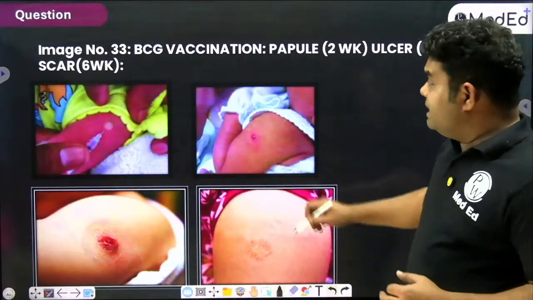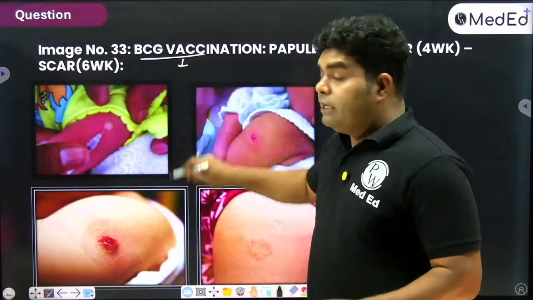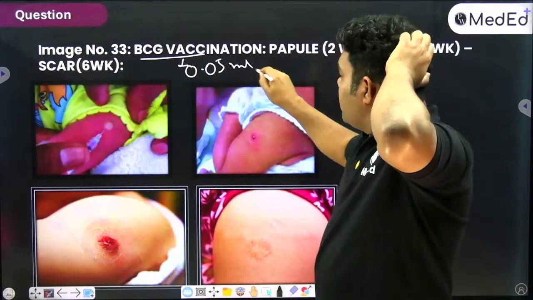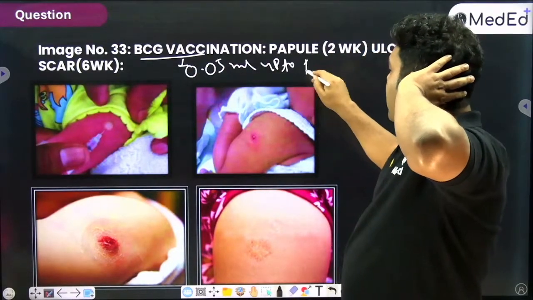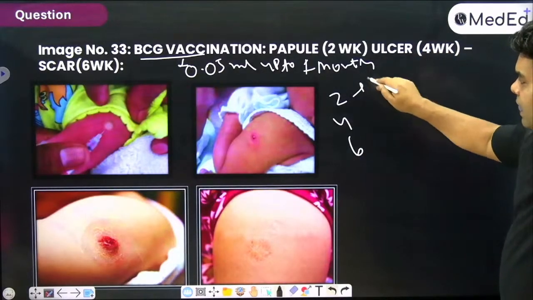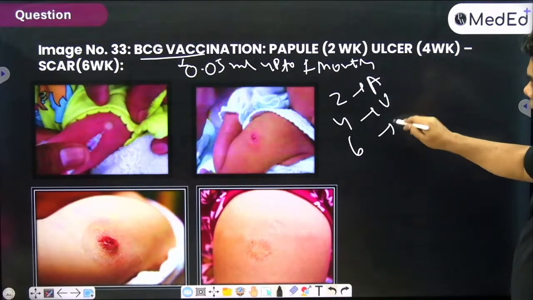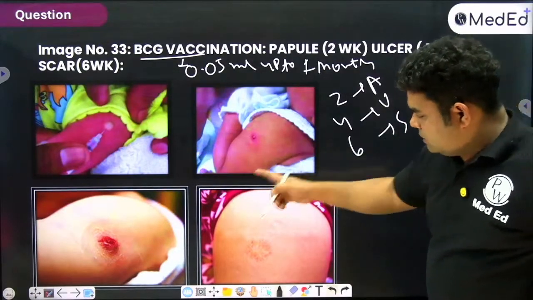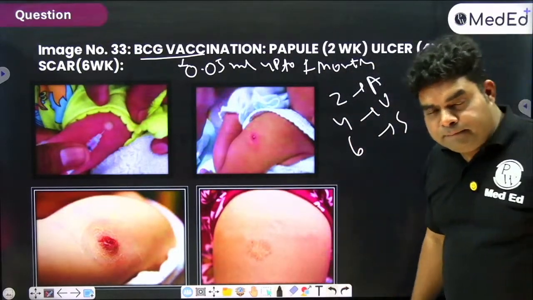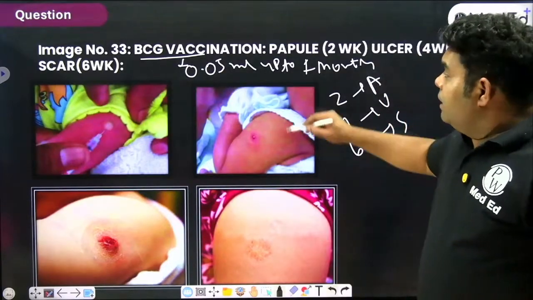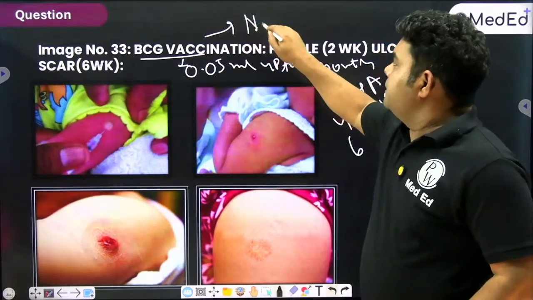The dose of BCG vaccine which nowadays we are giving is not 0.1 ml. It is 0.05 ml up to 1 month. And when you give it, there will be this 246 abscess ulcer scar. At the 2-week, abscess will form, it will ulcerate, and then scar formation will occur. What is the diluent which we use in BCG vaccine? The diluent is normal saline.